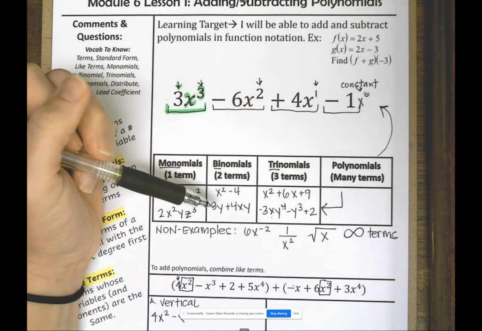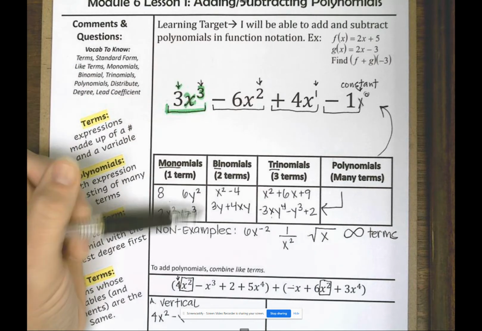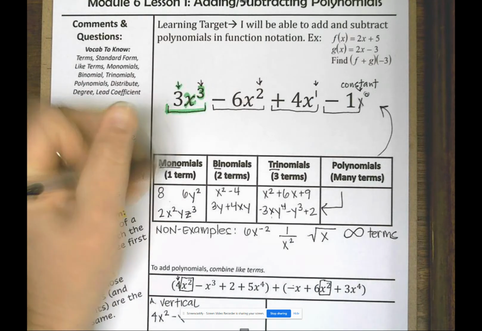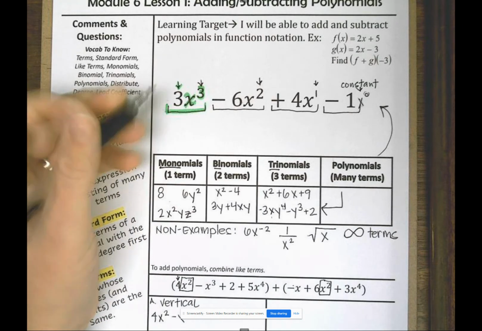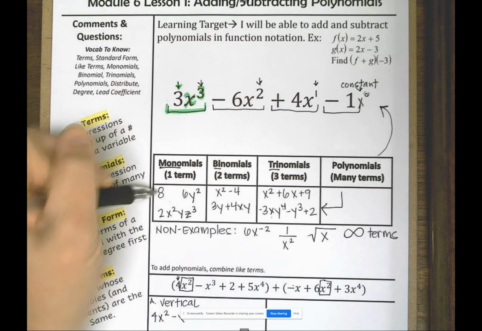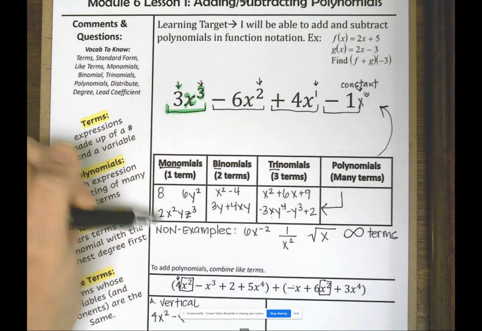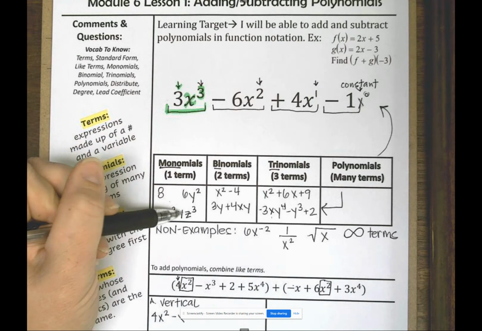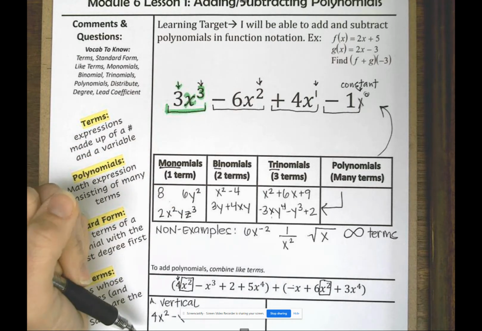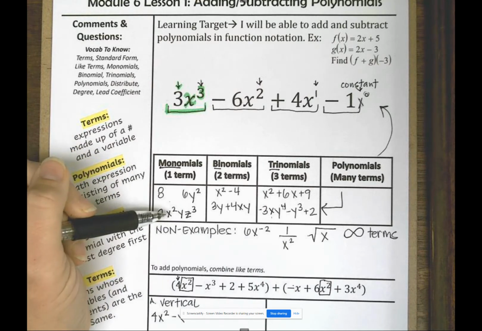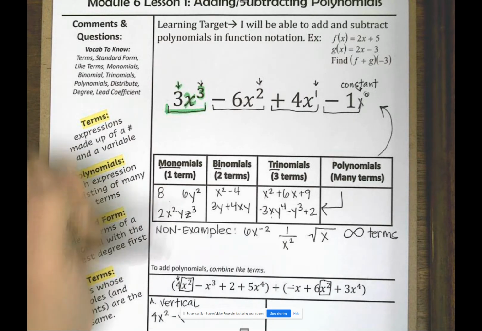So some examples: a monomial, because it begins with M-O-N-O, mono, meaning one term, can look a few different ways. I have the number 8, 6y squared, 2x squared, y, z to the third. Obviously, the possibilities are endless, correct? But there are no signs separating terms, so we know that there's just one term there.